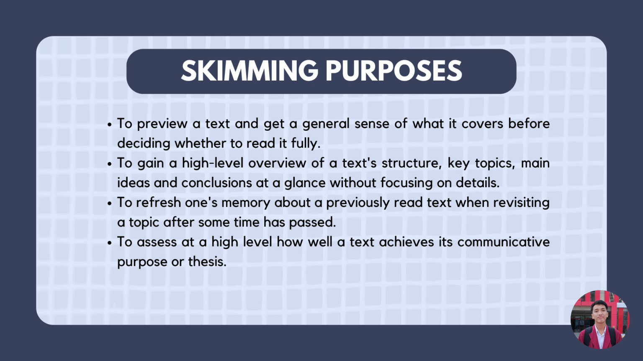The second one is to gain a high-level overview of a text structure, key topics, main ideas, and conclusion at a glance without focusing on details. By skimming topic sentences, transitions, subheadings, and visual elements like bold text or images, the key elements, how they connect and fit within the overall discussion can be grasped before diving into specifics. This provides important context for comprehensive reading.